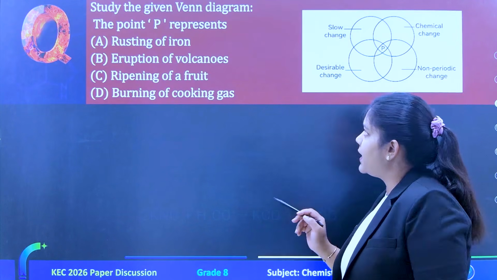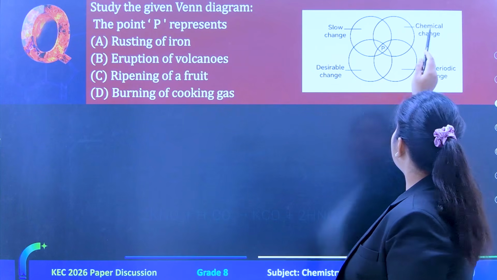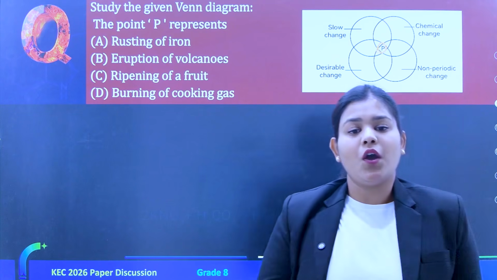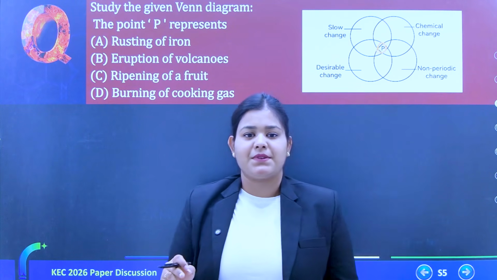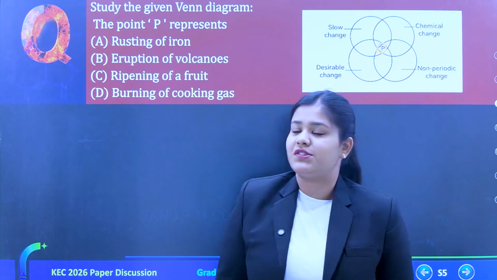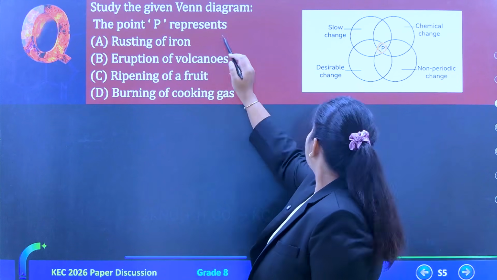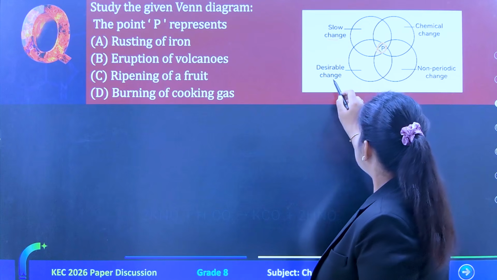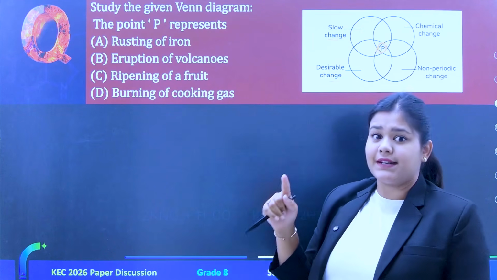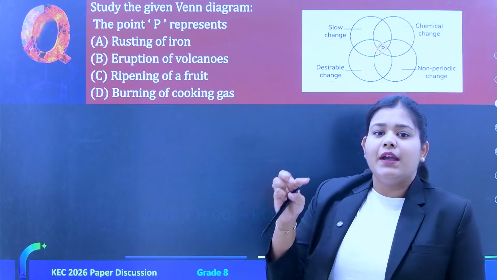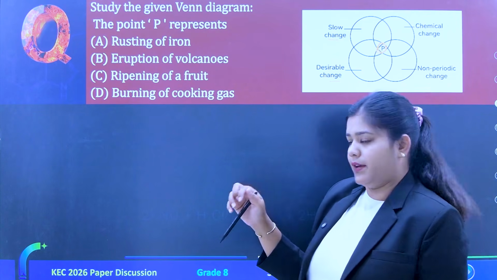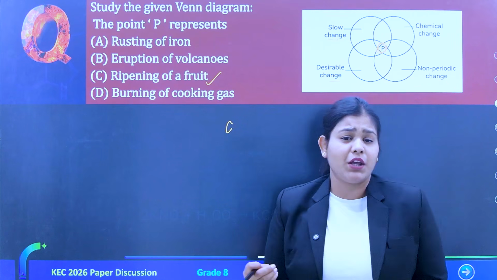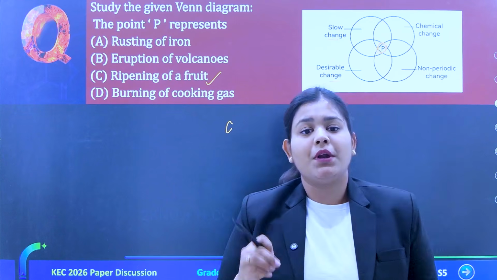Okay, study the Venn diagram. What is P? The circles are slow change, desirable change, chemical change, and non-periodic change, and P in the center represents all four changes. Rusting of iron is not a desirable change. Eruption of volcanoes is not a desirable change. Ripening, yes, it is a slow change, it is desirable, it is a chemical change as well as non-periodic, right? So option C is the correct answer. If I talk about burning of gas, it is a desirable change, but not a slow change.